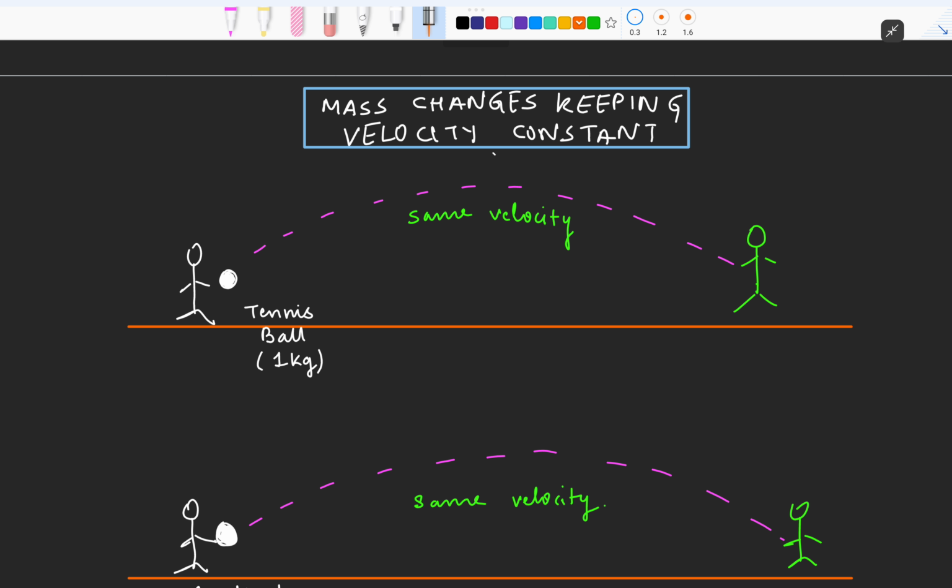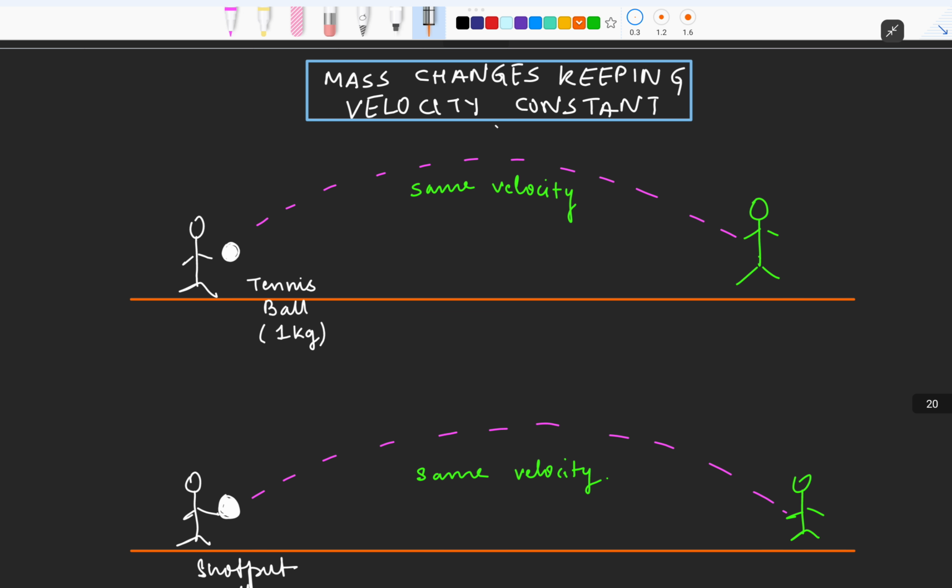Okay, now, how does the change in mass or velocity affect our momentum? Let's look at it. Now, suppose you're standing here with a tennis ball in your hand and then your friend is standing here. Let's interchange. Your friend is standing here with a tennis ball in hand and you are standing here, right? And your friend throws this tennis ball which is of 1 kg mass with a particular velocity at you and you catch it, right? So you're going to feel some force with which you'll have to catch the ball.